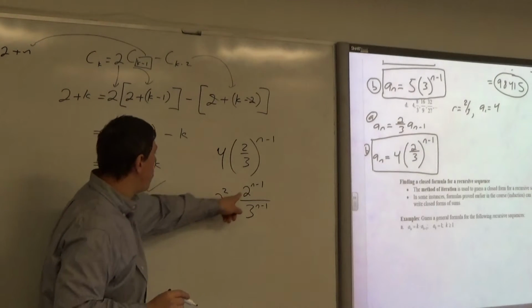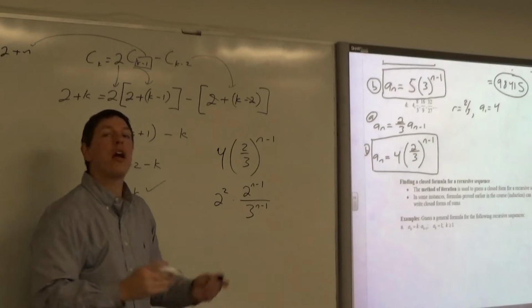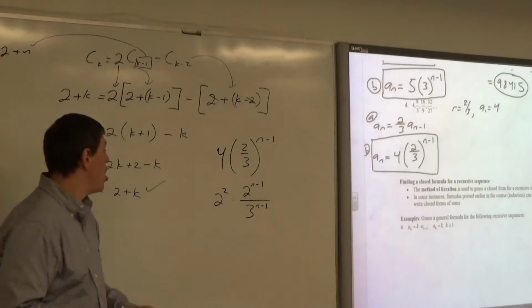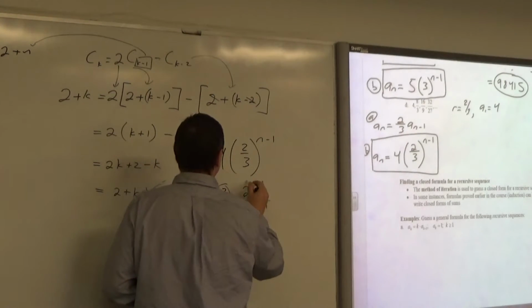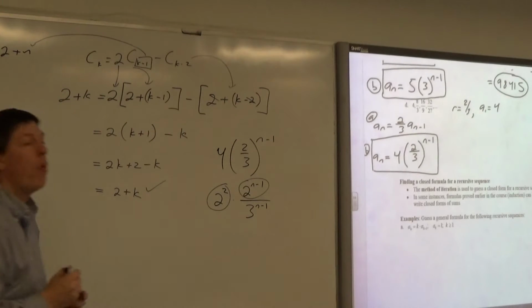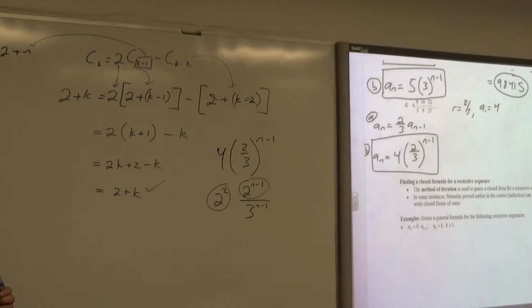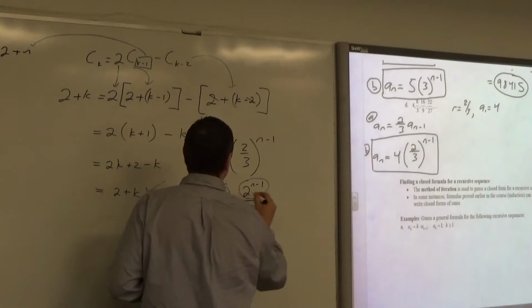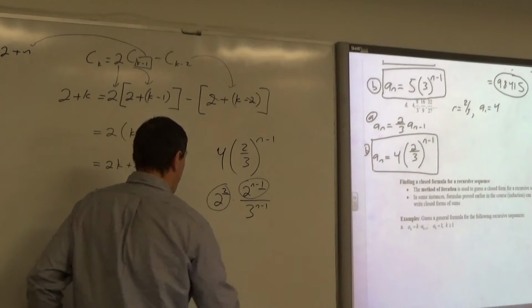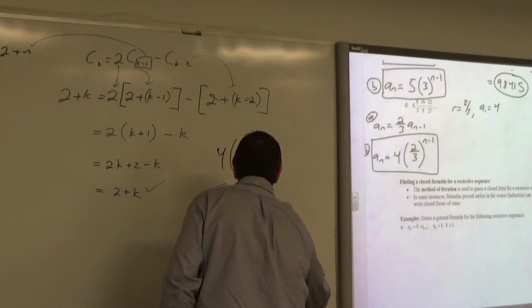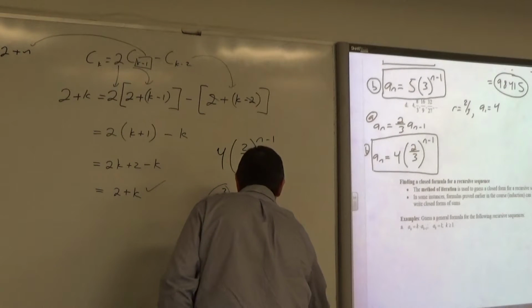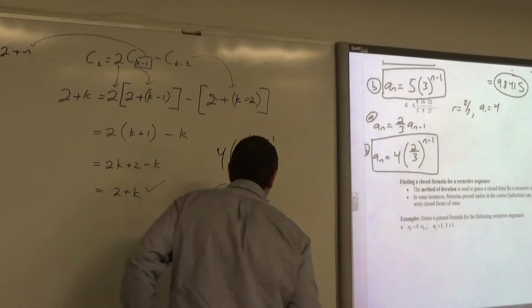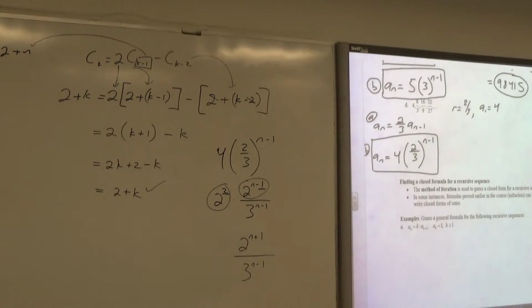And now, don't I have a couple base 2's right here that I could combine into a singular base? So if I was to combine these, what would that combine into? 2 to what power? N plus 1. Because all we would do is take this 2 and the n minus 1 and combine them. So another way that we could write this is 2 to the n plus 1 divided by 3 to the n minus 1, if we wanted to.